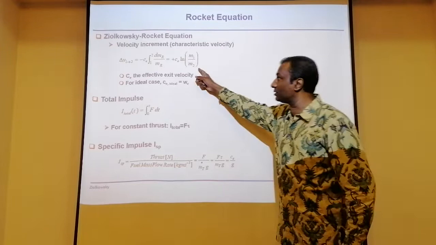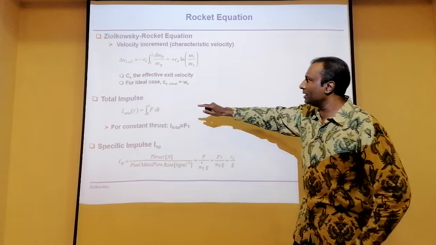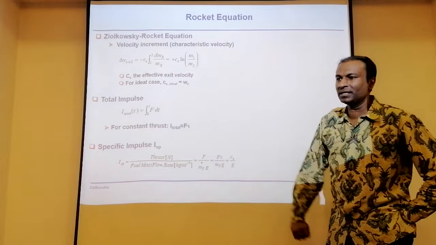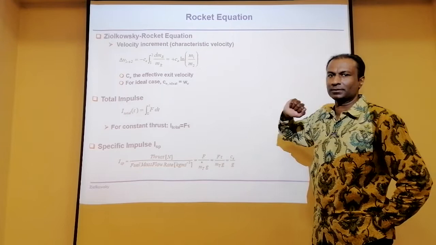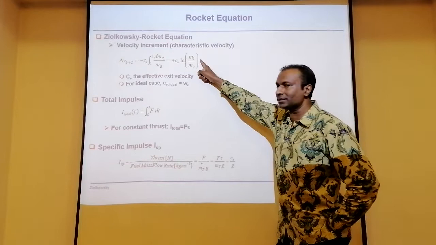So the rocket equation, the characteristic equation, tells you delta V is minus CE times the integral from condition 1 to condition 2, which is just the difference of the mass. What is the difference of the mass? Start mass over current mass, the resting mass. Start mass and end mass. So if you look at it, delta V is CE times ln of start mass over end mass. This is the rocket equation, which is very, very important.